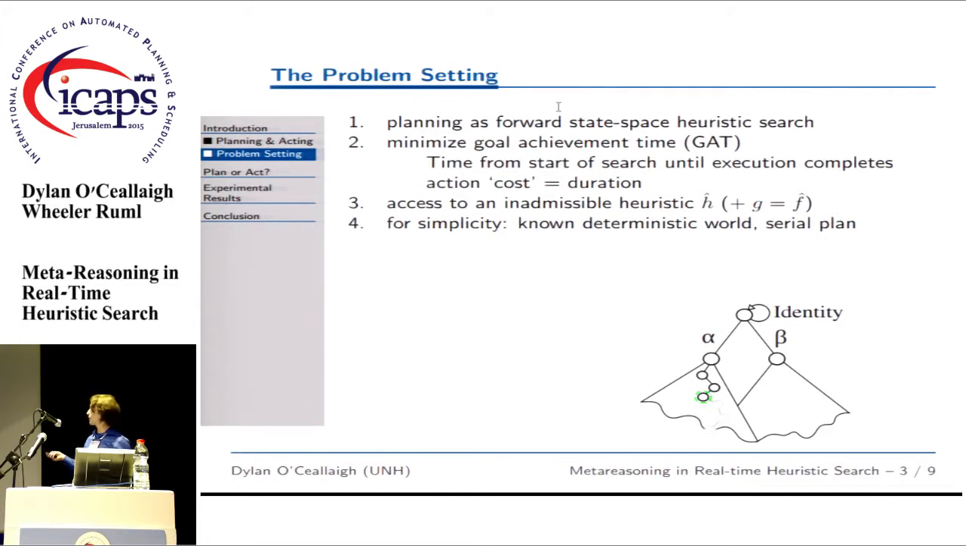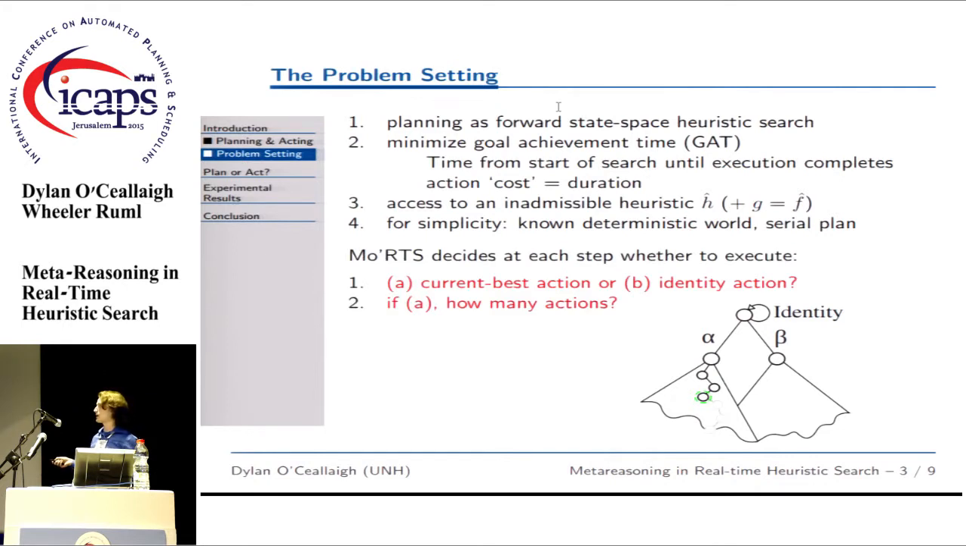We assume that we have access to some inadmissible cost-to-go heuristic Hhat and respective total solution cost heuristic Fhat, which can be computed either prior to search or, as we do in our research, online. And for simplicity's sake, we're only dealing with known deterministic worlds and a serial plan.